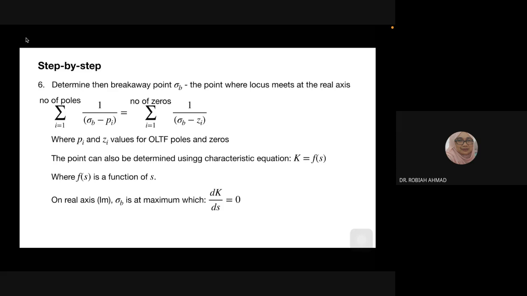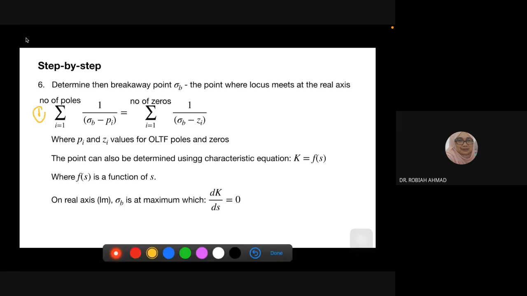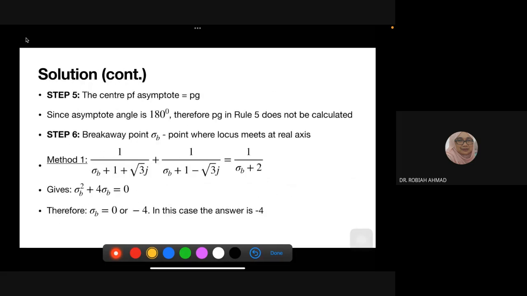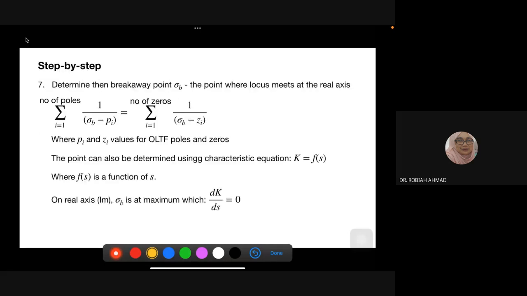Okay, dia ada dua formula. Two methods. One method is this one. This is method 1. Another method is this one. Okay, so I think the first example, sekejap saya tengok macam ni. Saya akan buat, okay, I'll show both methods. So the breakaway point, that is the formula.